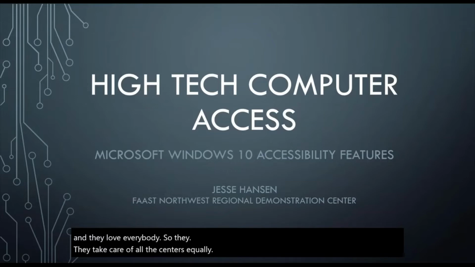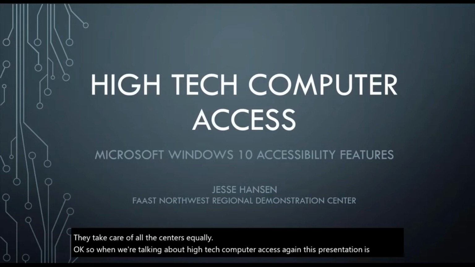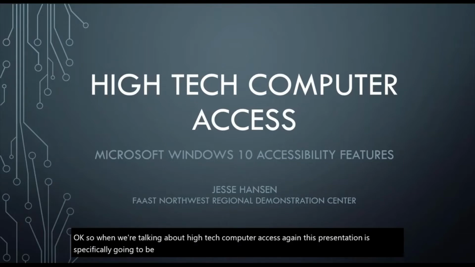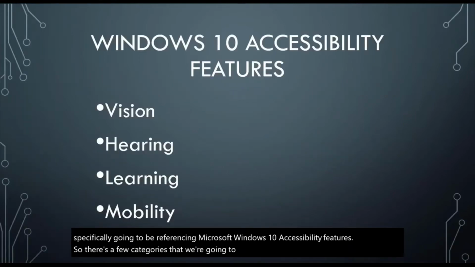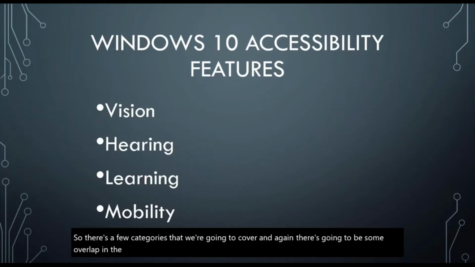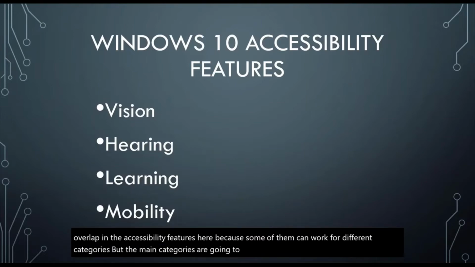Okay, so when we're talking about high-tech computer access, again, this presentation is specifically going to be referencing Microsoft Windows 10 accessibility features. So there's a few categories that we're going to cover. And again, there's going to be some overlap in the accessibility features here because some of them can work for different categories, but the main categories are going to be vision, hearing, learning, and mobility.